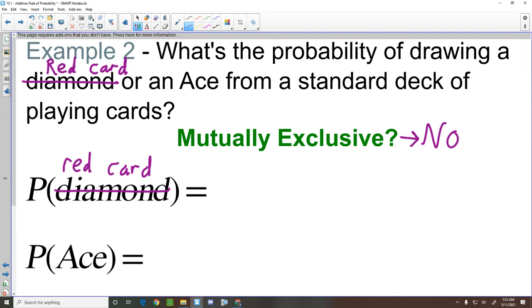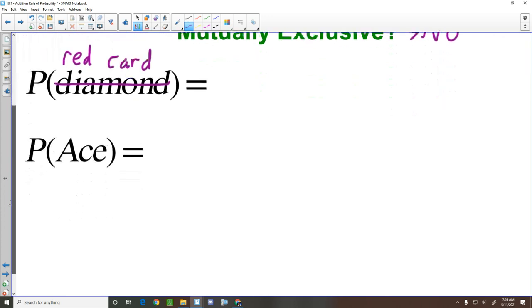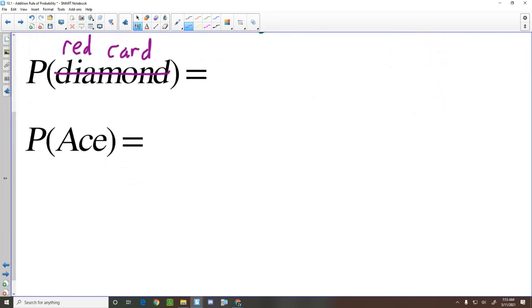Yep. So there are 2 red aces, though. Because of the 4 aces, 2 of them are black and 2 of them are red. So your 3 probabilities you need to calculate: probability of a red card, probability of an ace, and the probability of drawing a red ace, because that would be both of those occurring.